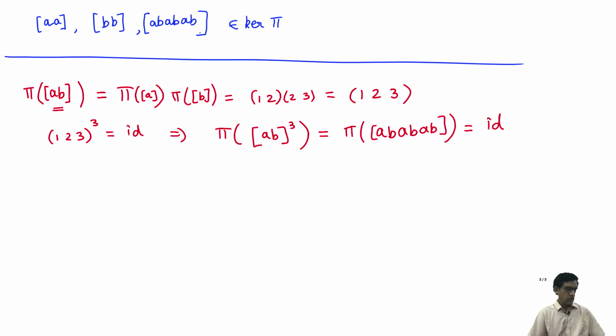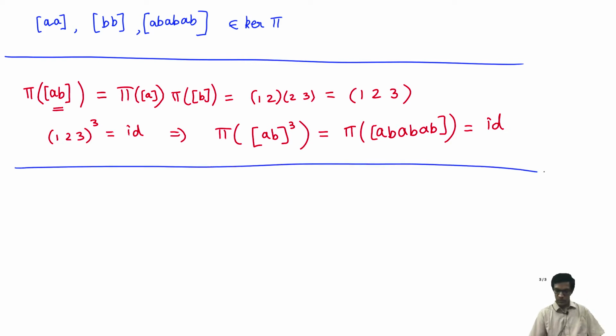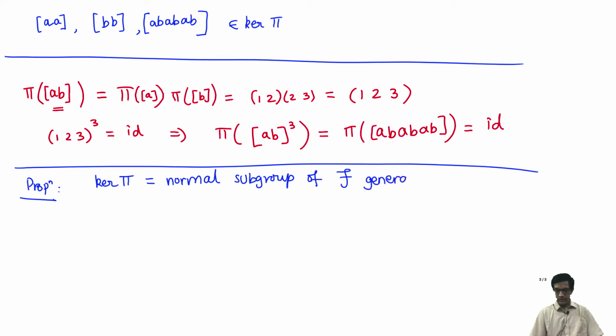Now, what we are going to claim is that in some sense these are the three words that you need. These are all the words that you need. So, here's the proposition. The kernel of pi is just the normal subgroup of the free group generated by these three words, which is AA, BB and ABABAB. So, generated by the set containing these three words.